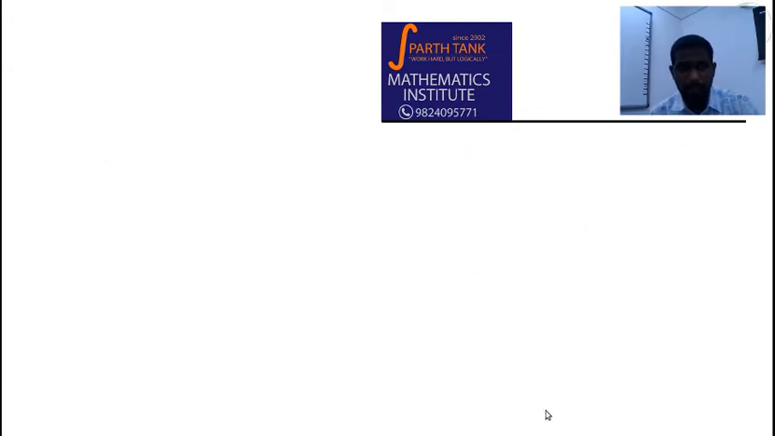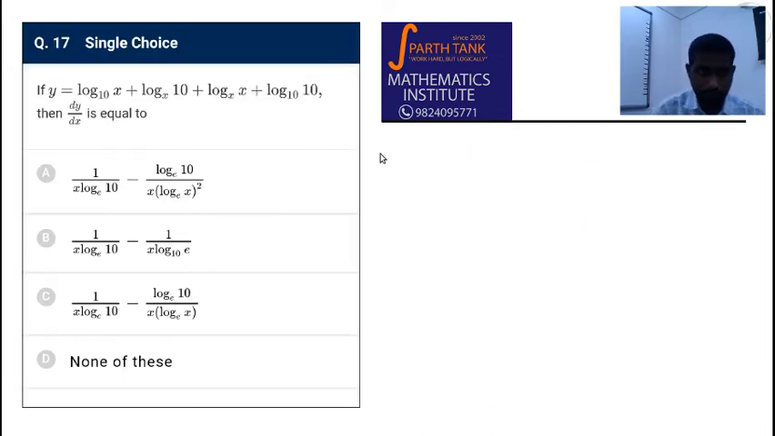Alright, moving on to question number 17. If y is given by log x base 10 plus log 10 base x plus log x base x plus log 10 base 10, then dy by dx. Differentiation. Now we all know that log of x, when it is differentiated, gives us 1 by x. But this means that log has base e, not log base 10 or log base x as in these cases.